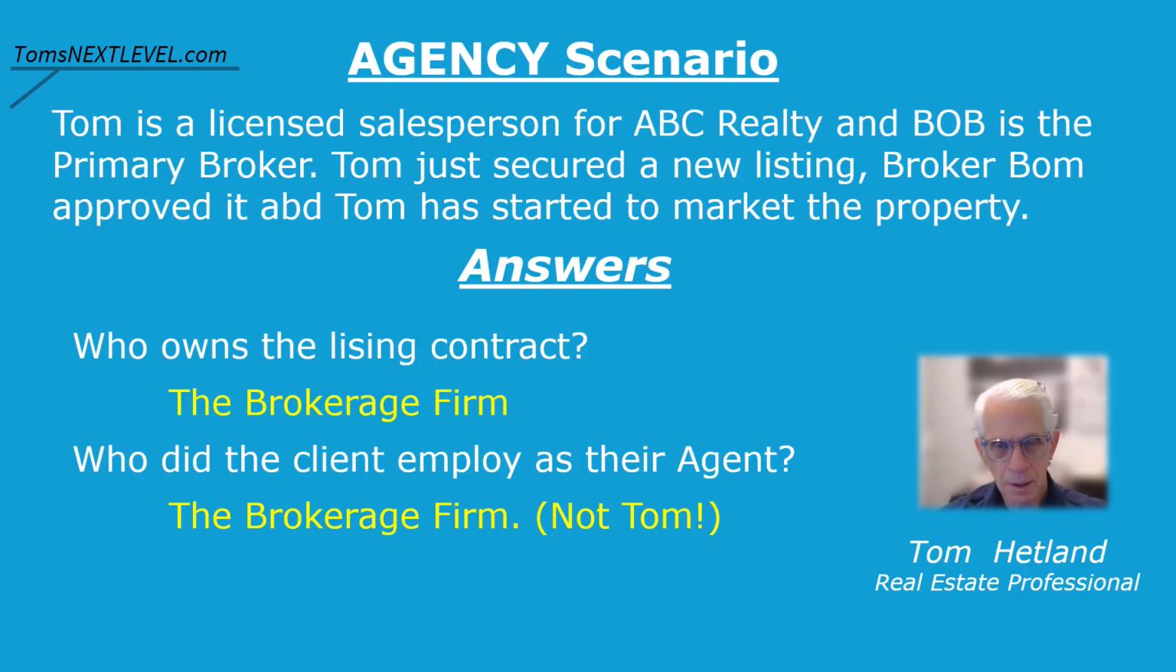And think about the last question here. Who did the client, in our case the seller, employ to act as their agent? Well, they actually employed the brokerage firm. They didn't employ Tom. Tom signed the listing on behalf of the broker, but clients do not hire salespeople to act on their behalf. Clients hire the brokerage firm, and it's the brokerage firm, Bob is the primary broker, that hired Tom to act on his behalf.